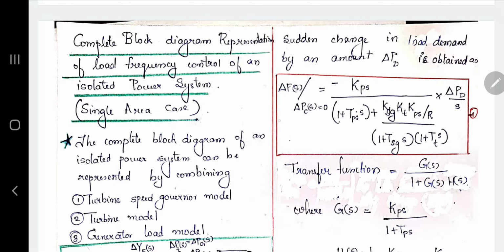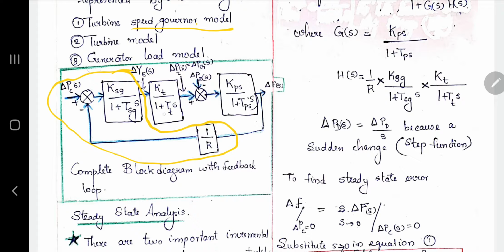So combining these three models, we obtain the total block diagram, and here you can see this much contributes to the speed governor model. This much is contributed by the turbine model, and the third one, that is this much, is contributed by the generator load model. These are the three transfer functions we have already modeled in the previous classes. So combining these three, we obtain the total block diagram of the system.